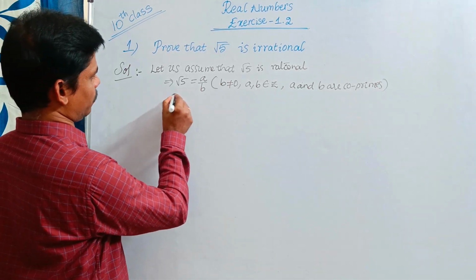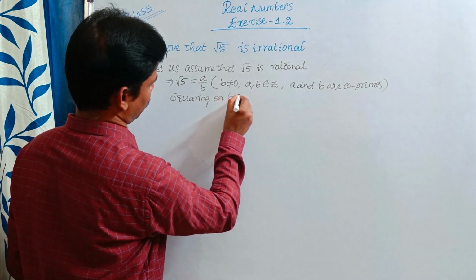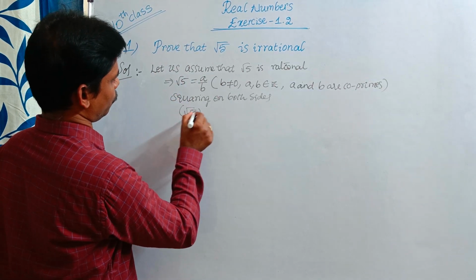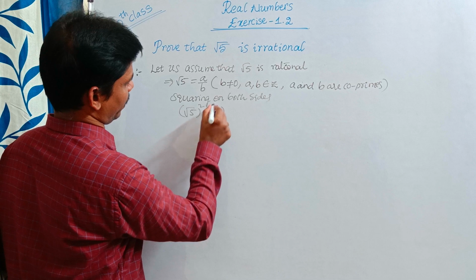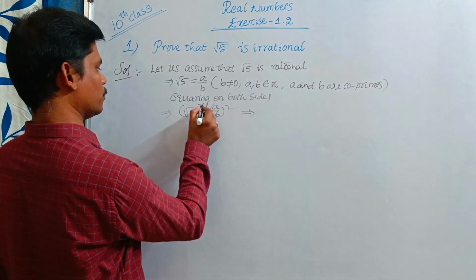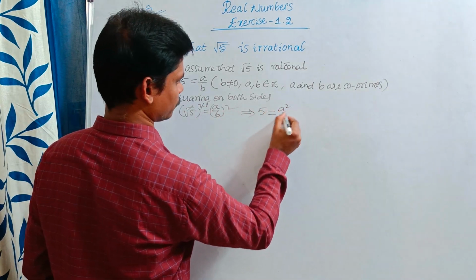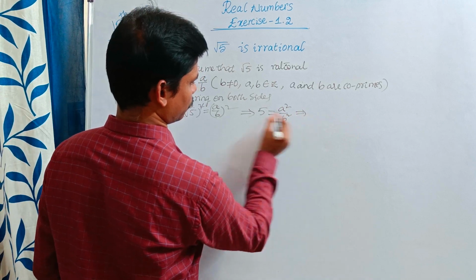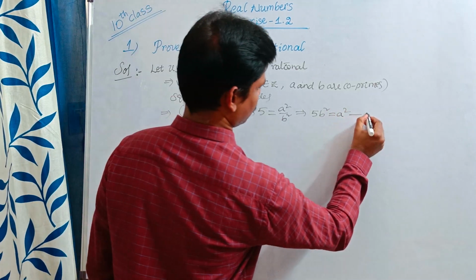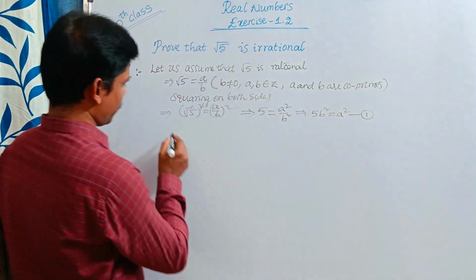Next, squaring on both sides. Root 5 whole square is equal to (a by b) whole square. So the square root cancels, and 5 is equal to a square by b square. So that is 5b square is equal to a square. Take this as equation 1. What do you conclude from equation 1?